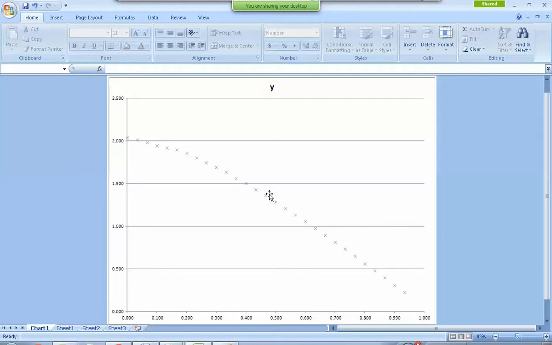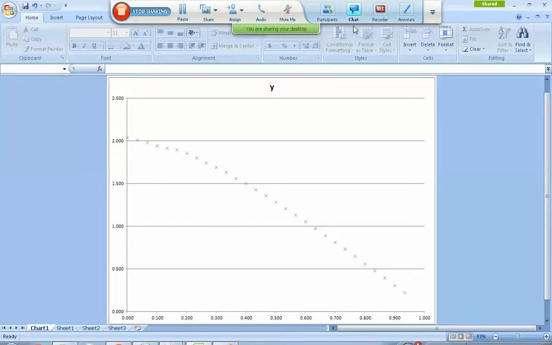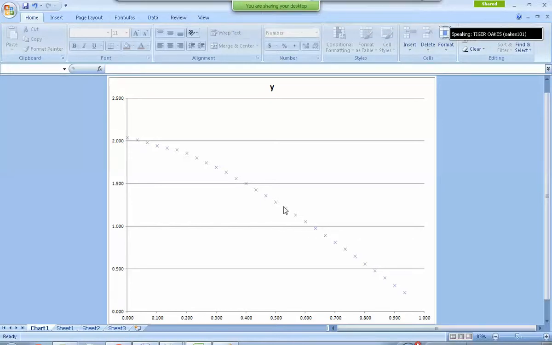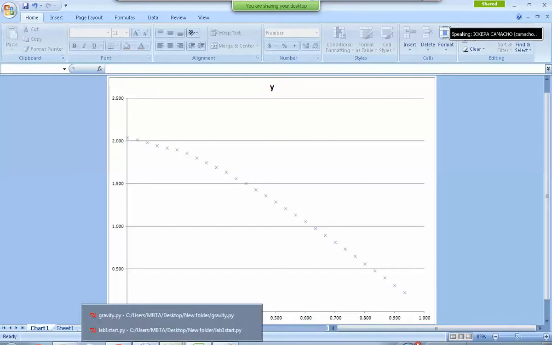Now, check this out. Is this a parabola? Yes, no? What do you guys think? Yes, it's a parabola? No, it's not a parabola? Alright, it looks like a parabola, and actually it's close to a parabola. It's not exactly a parabola, and here's the reason why: with a balloon there's lots of air resistance.